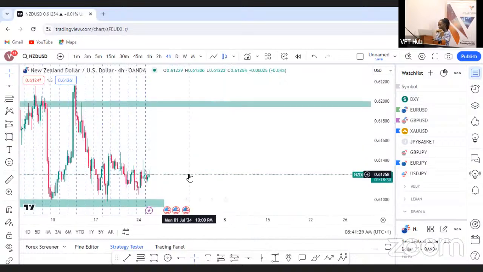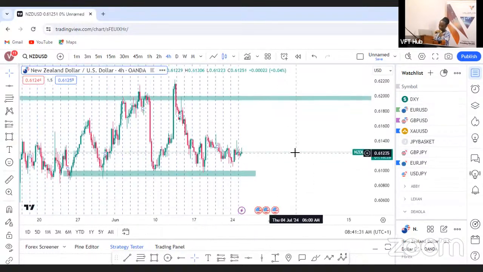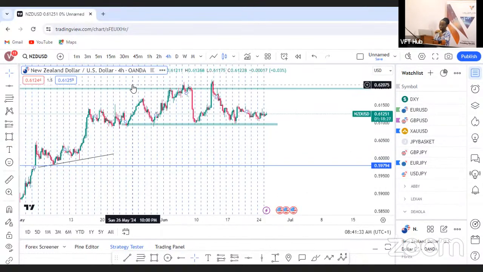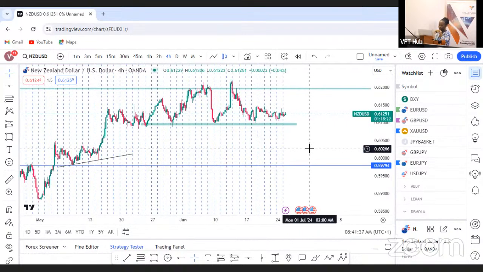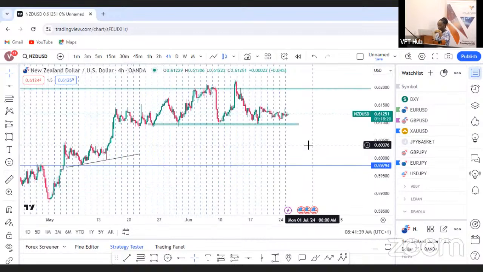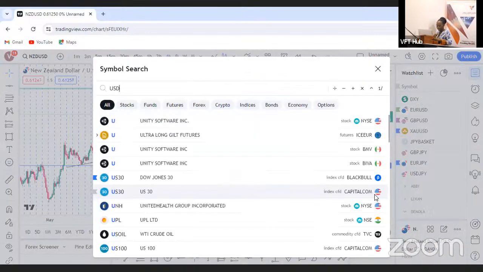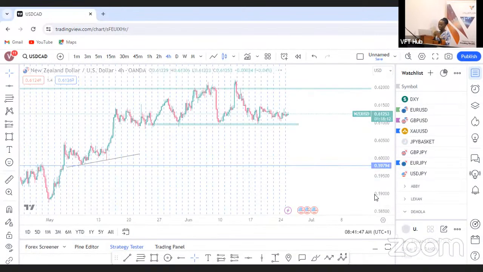So for NZD/USD, my bias is more to the downside. I'm currently in an NZD/USD sell as we speak, been in it since Friday. So I'm going to be watching. Regardless, my bias is still to the downside for NZD/USD. Now let's take a look at USD/CAD.